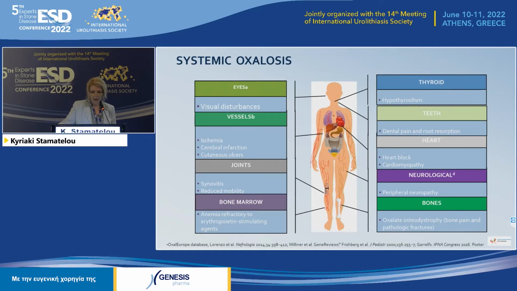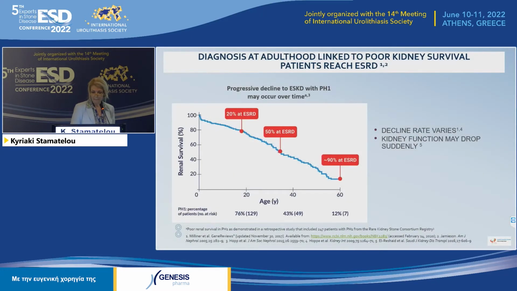It is the eyes, the vessels, the joints, the bone marrow, the bones, the heart, the thyroid, the teeth. All systems suffer when plasma oxalate is high and accumulated. What happens here is that the later the diagnosis, the more probable it is for the patient to end up with end-stage kidney disease. So diagnosis at adulthood is linked to a poor kidney survival.